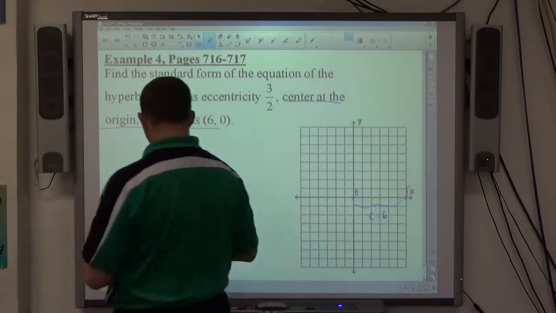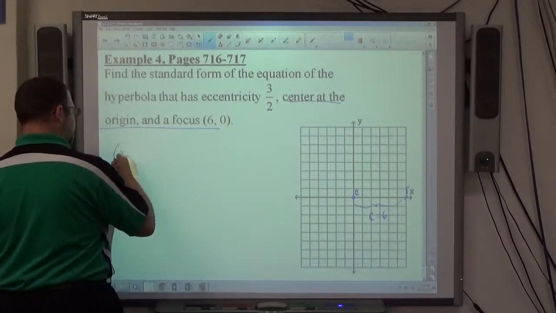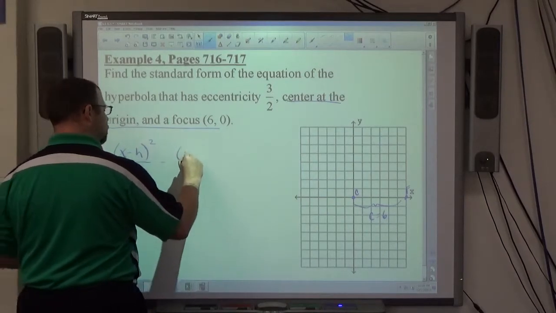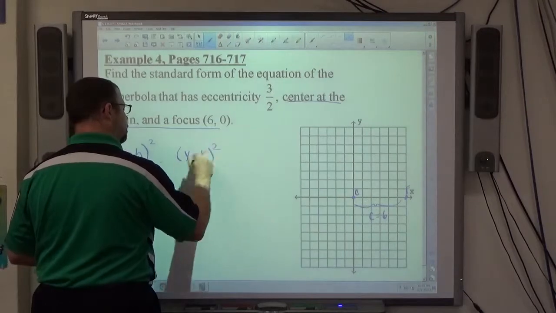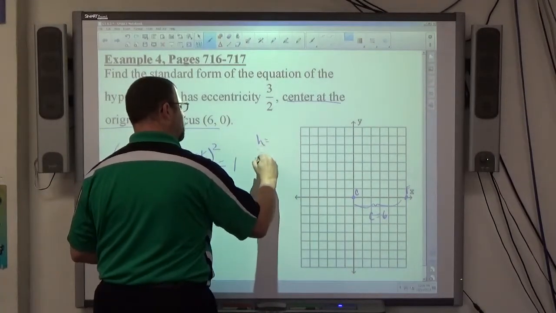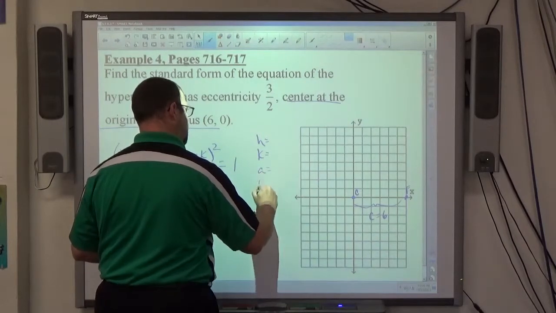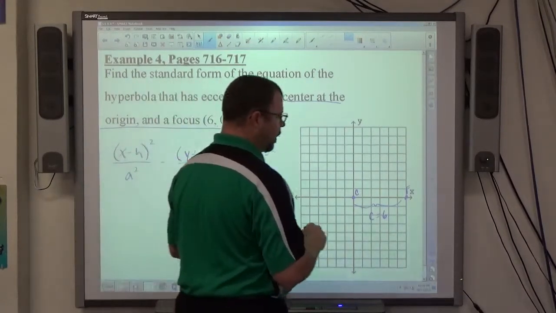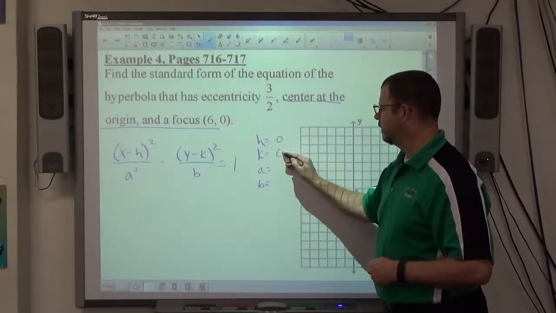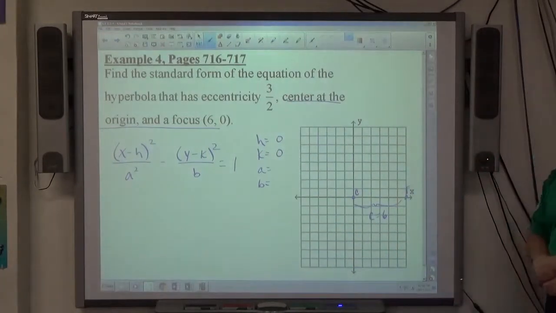Once I know it's a horizontally positioned hyperbola, the form is (x minus h) squared over a squared minus (y minus k) squared over b squared equals 1. My goal is to find h, k, a, and b. Currently all I know is h and k are 0, 0 again, since the center is the origin. Kind of boring in my opinion, but anyway.